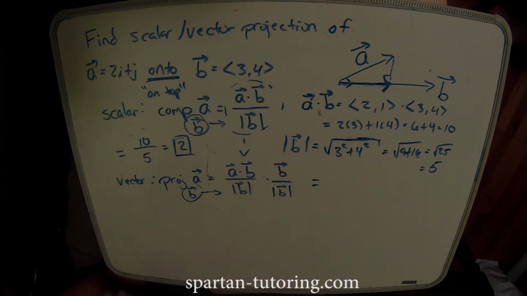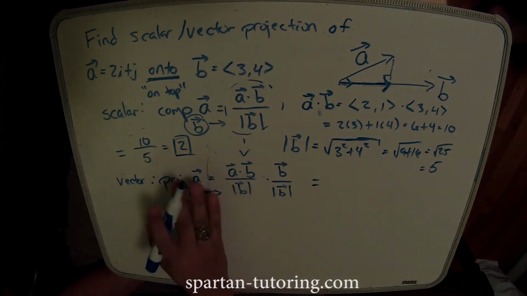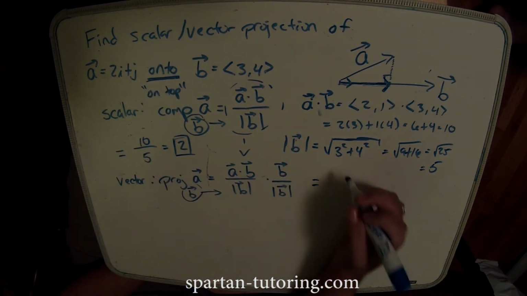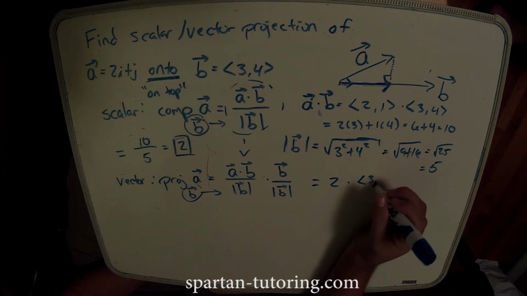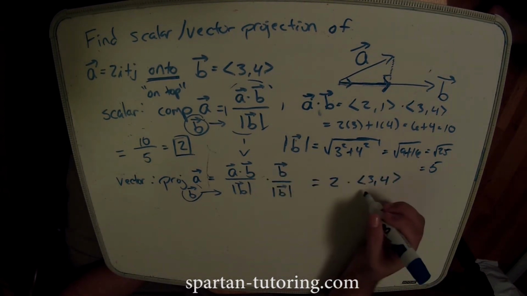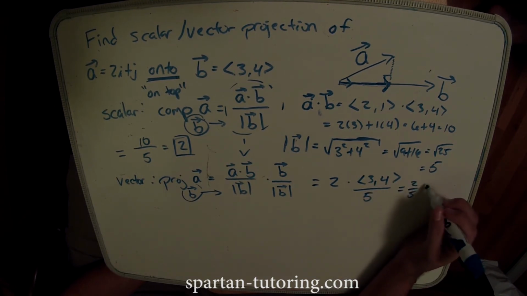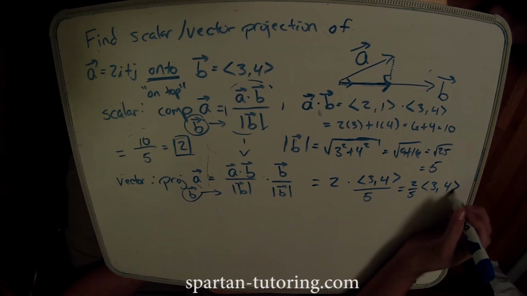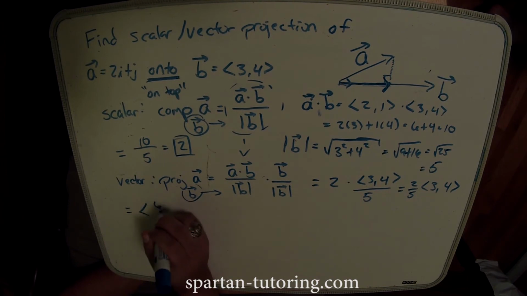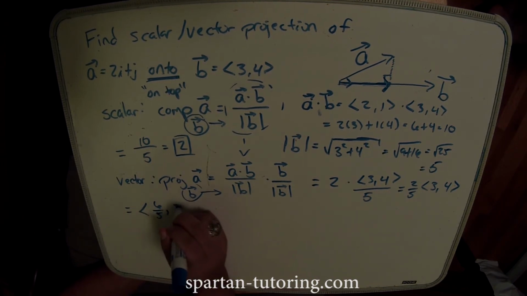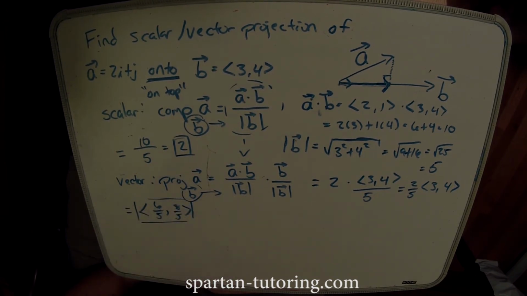We already found the scalar projection in part A. On your test, you're going to see part A, find scalar, part B, find vector. So you don't need to do it all over again. We already know the scalar projection is 2. The vector B is <3, 4>, and the magnitude of B is 5. So this is equal to 2/5 times the vector <3, 4>, which when you multiply 2/5 in, the final answer is the vector <6/5, 8/5>. Notice the vector projection gave me a vector, the scalar projection gave me a scalar.